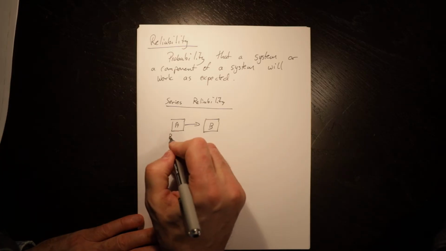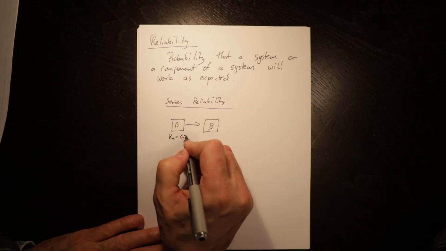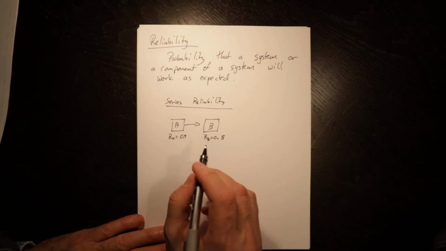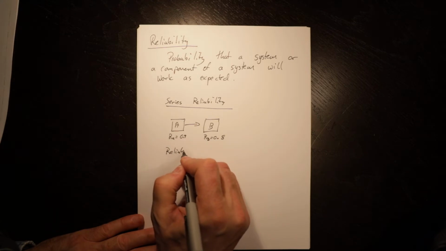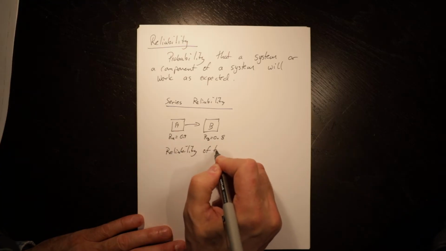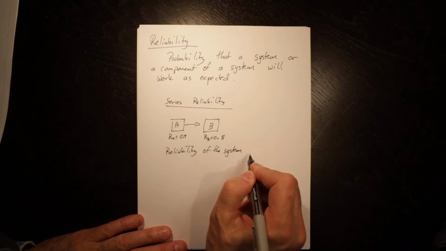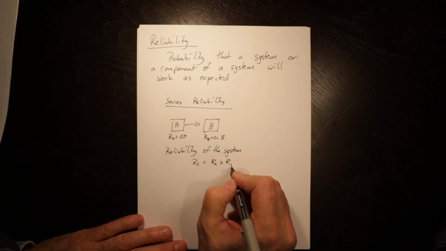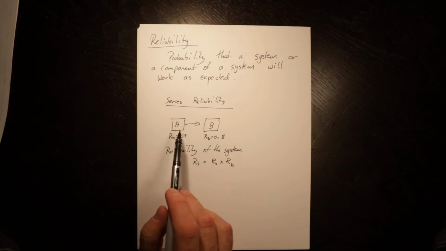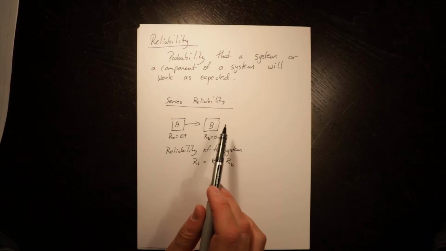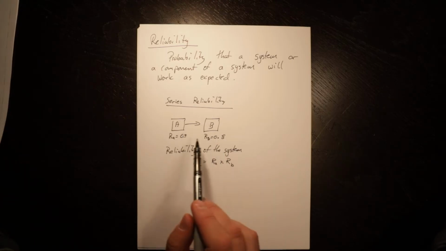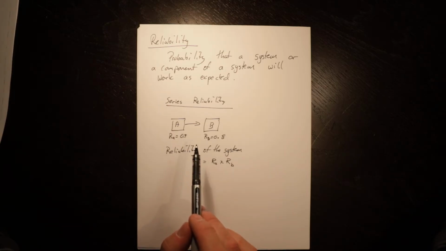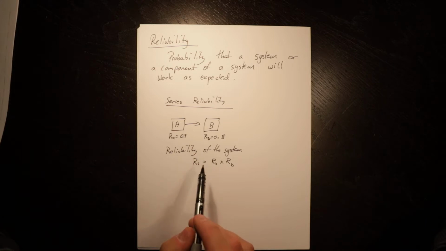To complete the process you have to go through both of them. So now we have a reliability of A equal to 0.9, reliability of B equal to 0.8, and so the reliability of the system is RS equals RA times RB. So in this case, when things are in series, you multiply the reliabilities together. So if there were 5 items, you would multiply the reliabilities of all 5 of them together, because a probability is always between 0 and 1, a reliability is always between 0 and 1.